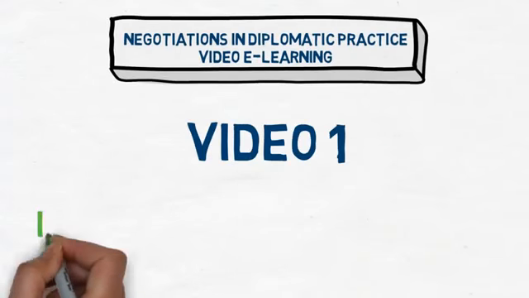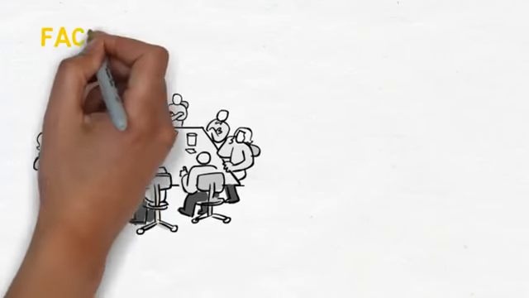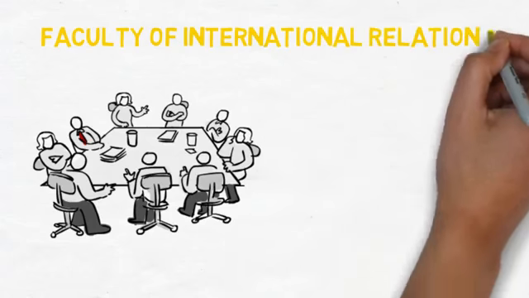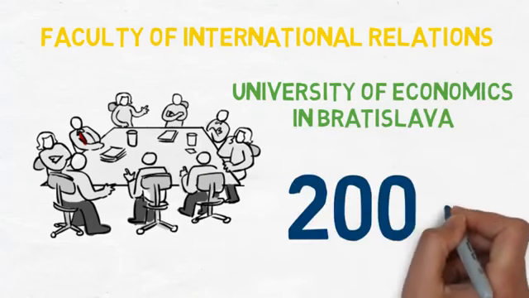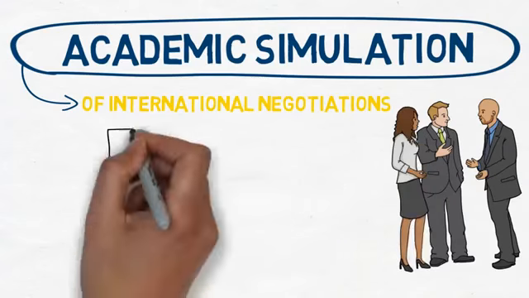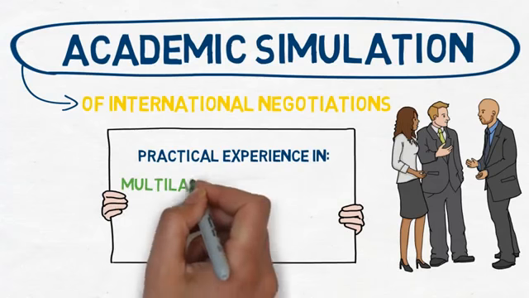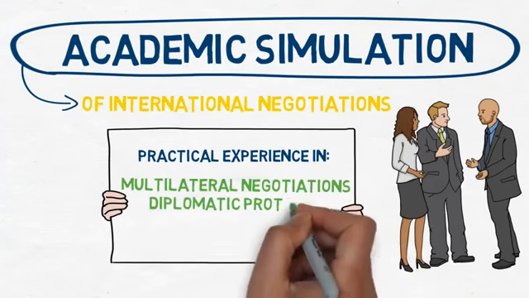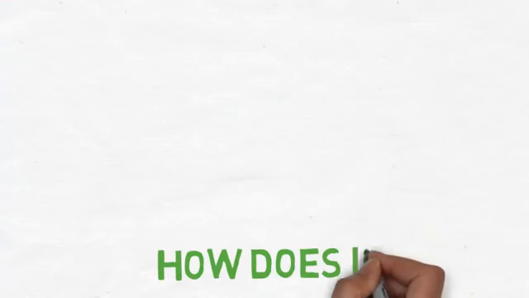Video 1. Introduction to the course Negotiations in Diplomatic Practice. The course Negotiations in Diplomatic Practice is held annually at the Faculty of International Relations of the University of Economics in Bratislava since 2008. The aim of the course is to create an academic simulation of international negotiations in order to provide students with an opportunity to gain practical experience in the field of multilateral diplomatic negotiations, diplomatic protocol, and application of foreign languages. So, how does it work?